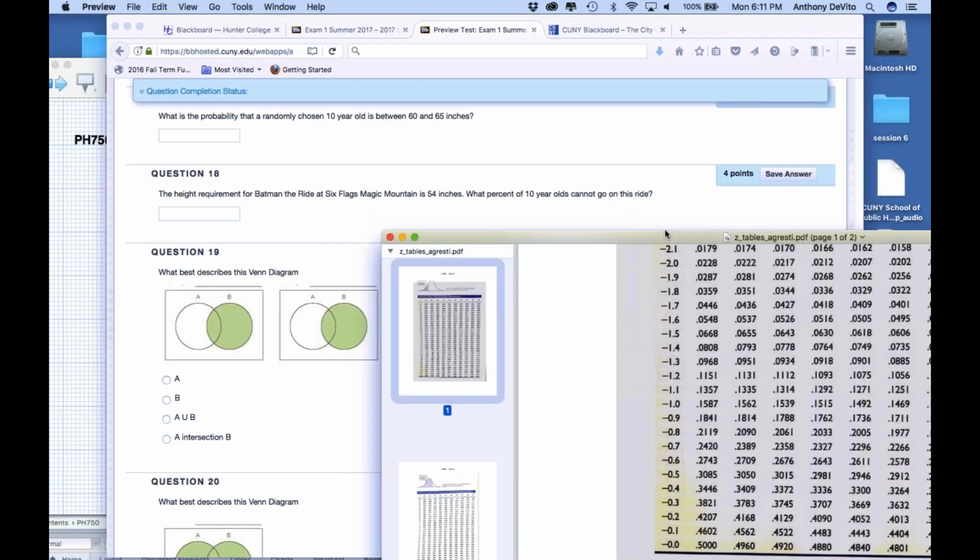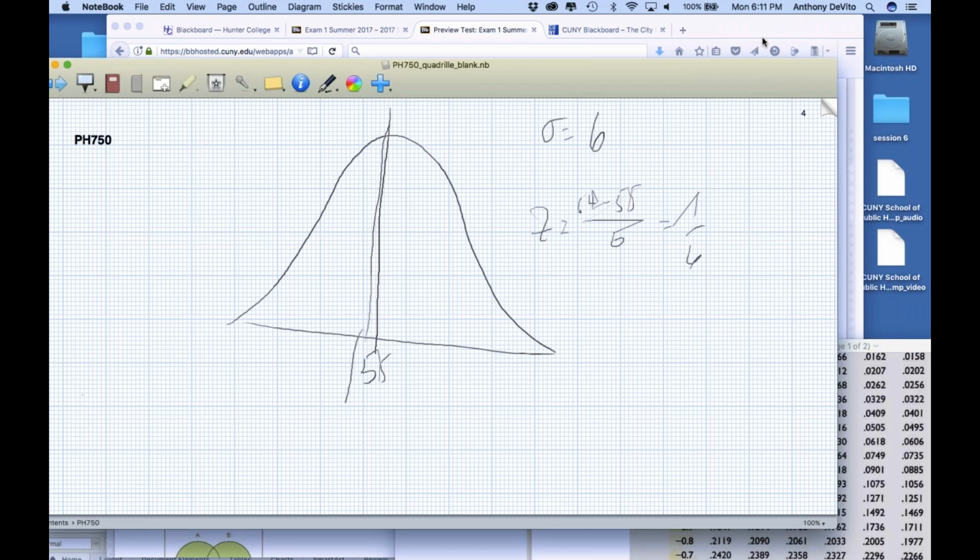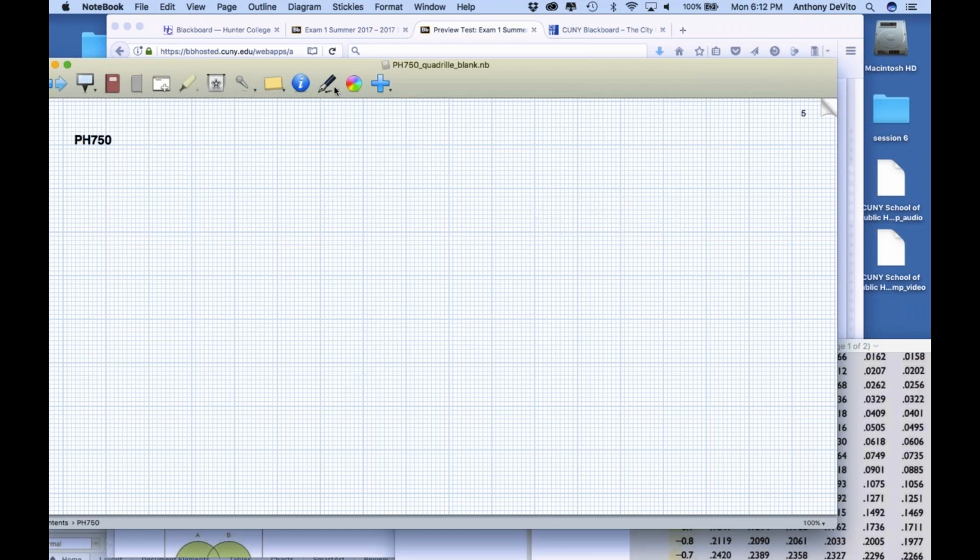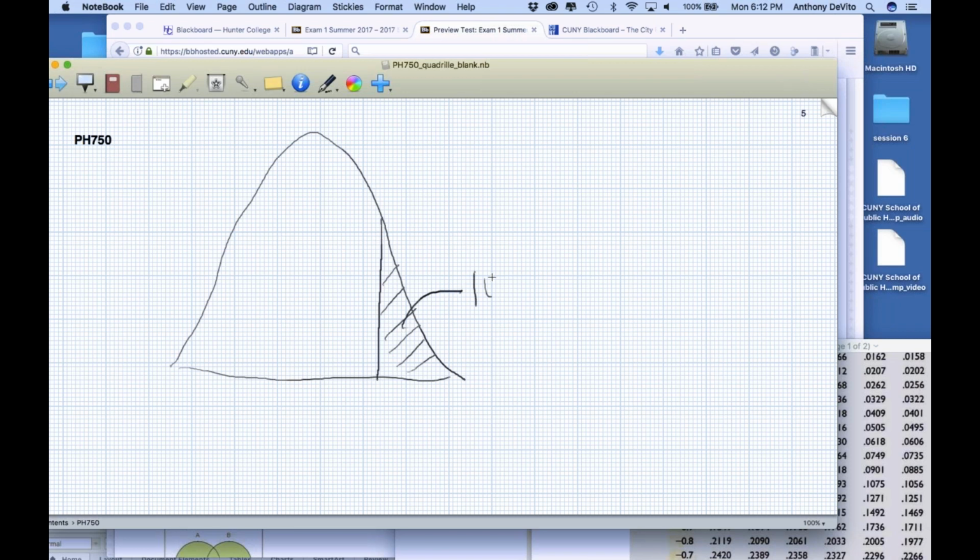Now, there is one other problem that I could have asked about this. What if I had asked you what would be the height at which I would have 10% of the tallest students, right? The mean is 55. The standard deviation is 6. So what height would this be that I could say that 10% of the students in this population are this height or taller? How would I figure that out?